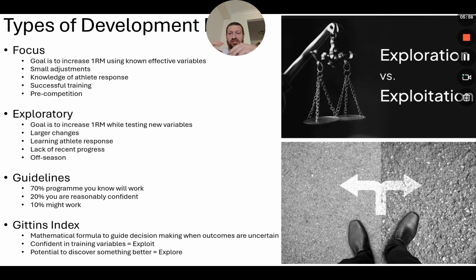And the other type is exploratory. So the goal is also to increase 1 rep max, but you're also testing out new variables, and generally you're going to make larger changes.